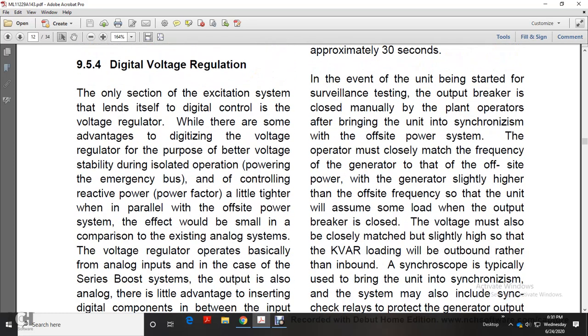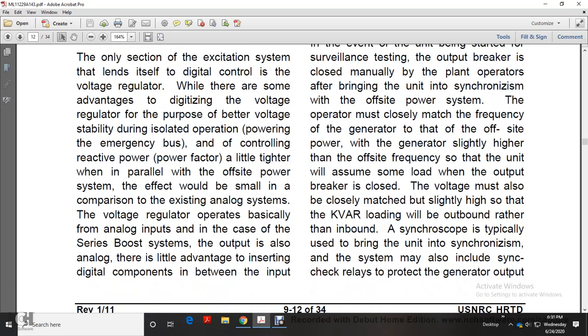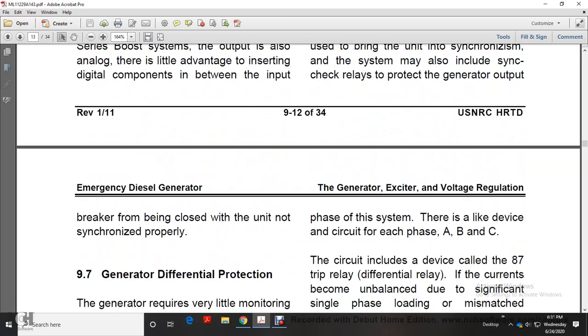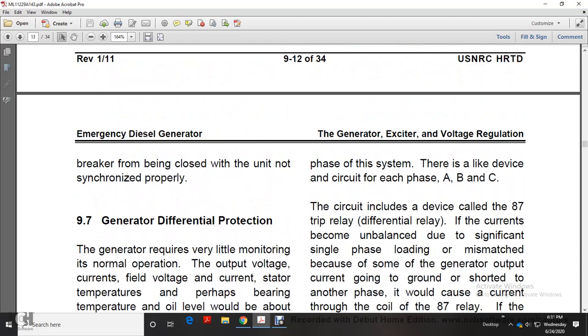In the event of the unit being started for surveillance testing, the output breaker is closed manually by the plant operator to bring the unit into synchronization with the offsite power system. The operator must closely match the frequency of the generator to that of the offsite power, slightly higher than the offsite frequency, so that the unit will assume some load when the output breaker is closed. Voltage must also be closely matched, slightly high, so that the kilovolt-ampere reactive loading will be outbound rather than inbound. A synchroscope is typically used to bring the unit into synchronization. The system may also include synchro-check relays to protect the generator output breaker from being closed with the unit not properly synchronized.